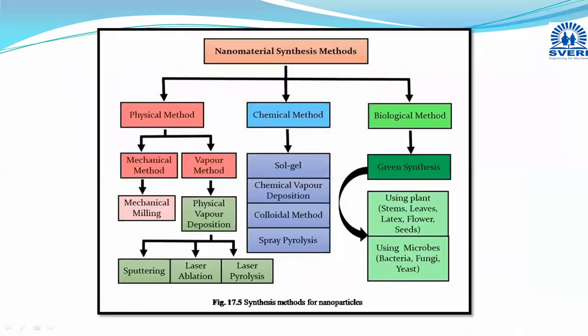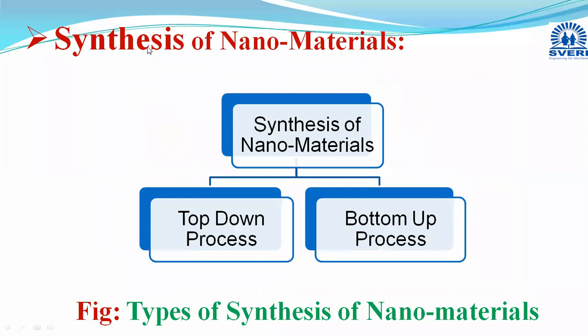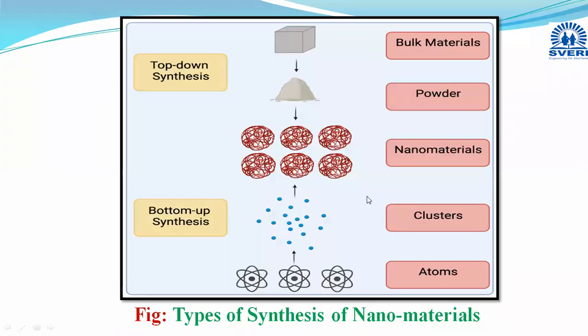And after discussing this classification, now we will discuss in short the synthesis of nanomaterials. There are two ways of manufacturing nanomaterials, two approaches. The first approach is the top down process and the second approach is the bottom up process. And this I have highlighted in this picture: top-down synthesis and bottom-up synthesis.